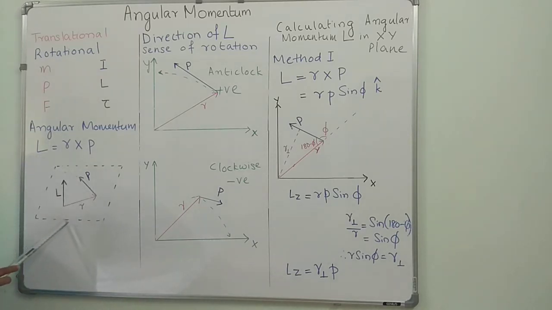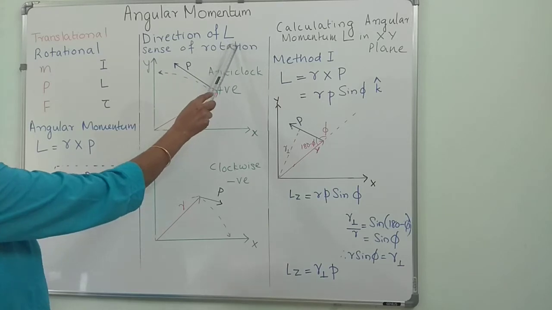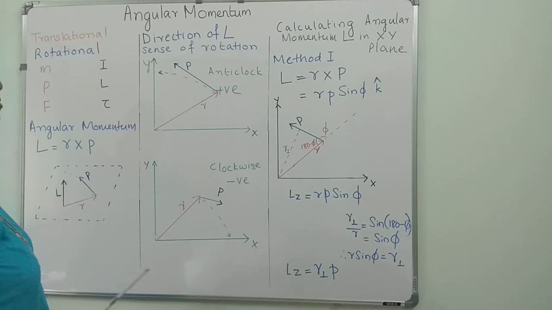Now we have to describe the sense of rotation, whether this is rotating in a clockwise manner or anti-clockwise manner. A linear momentum P is acting on the position vector. So the direction of rotation we have to consider to find out whether angular momentum is in the outward direction or inward direction if R and P are in the same plane. For that there is a sign convention. Direction of angular momentum L: for that the sense of rotation we have to consider.